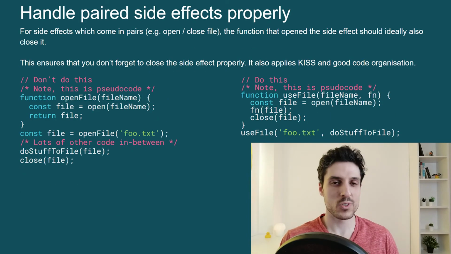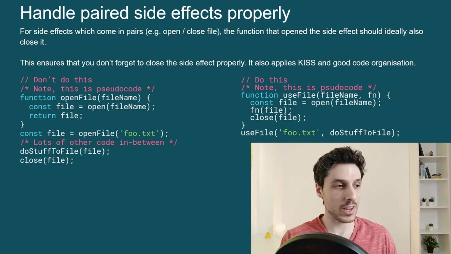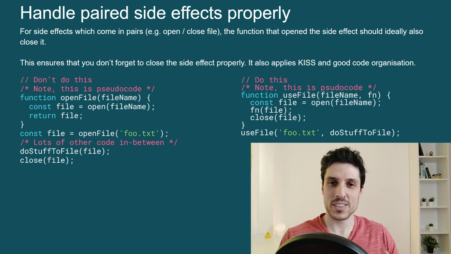So another point, which I think should be fairly easy for you to implement, is to handle side effects that come in pairs effectively. So consider the code on this slide. If you look at the code on the left, it opens a file, and then it has lots of different things in between, and who knows what it is in a real code base.